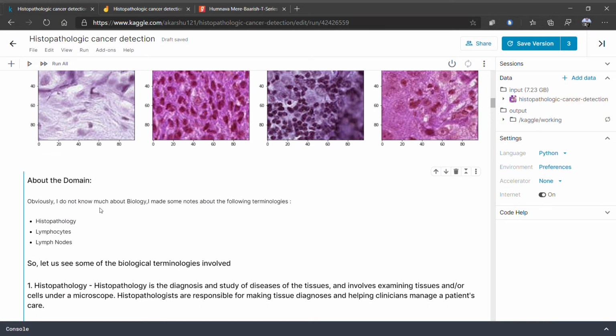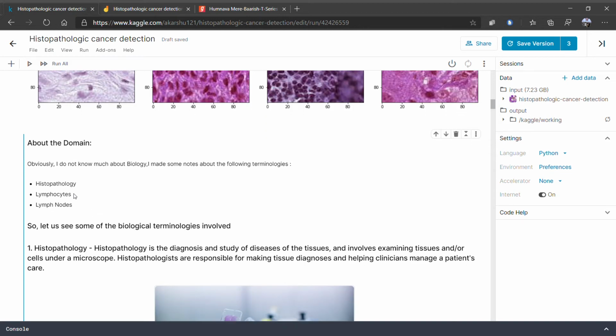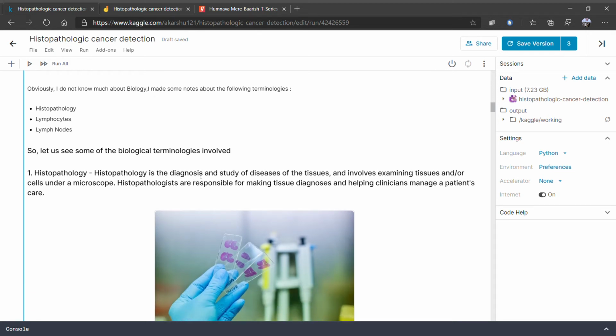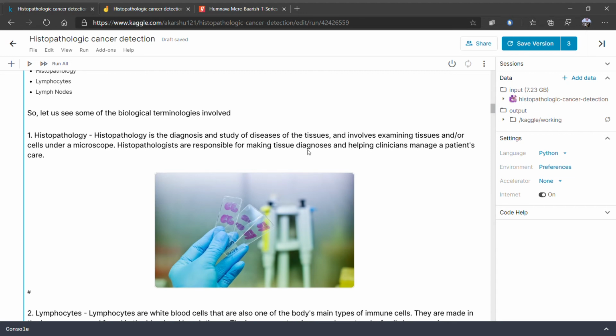Now let us understand some of the terminologies involved in this experiment. Mainly histopathology, as I have said, the images have been taken from the histopathological lab. So histopathology is mainly the diagnosis and the study of diseases of the tissues, and it involves examining tissues and cells under a microscope. What they do is take the cell, stain it with some chemicals and examine it under the microscope. These are responsible for making tissue diagnosis and helping clinicians manage a patient's care.